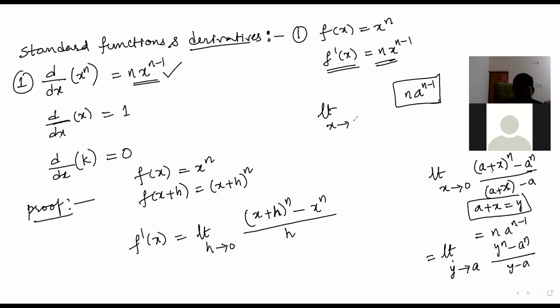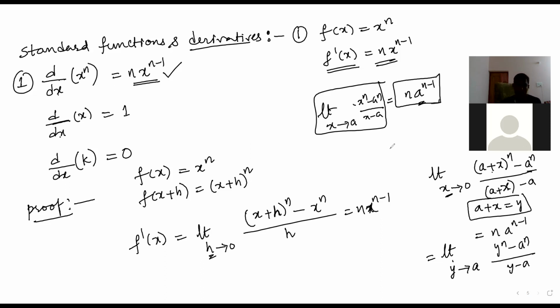Limit x tends to a of x to the power of n minus a to the power of n by x minus a. This only, no? Which is n into... Yes, sir, this is same. Here also you can write like that only: y to the power of n minus x to the power of n by y minus x. So this is simply n into x to the power of n minus 1, with x in the place of a. Simple like that. Here actually x is constant, and h is the variable.